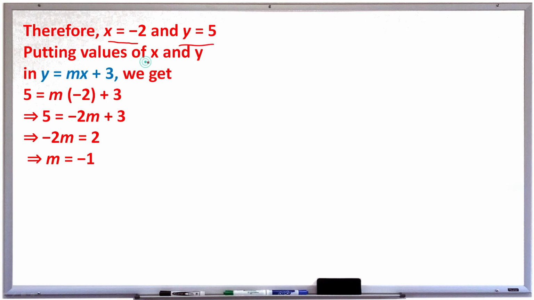Putting these values of x and y in y is equal to mx plus 3. So y, 5 you put, x you put minus 2, then you solve. 5 is equal to m into minus 2, that is minus 2m plus 3. So minus 2m is equal to 2. So m is equal to minus 1. We got the value of m.